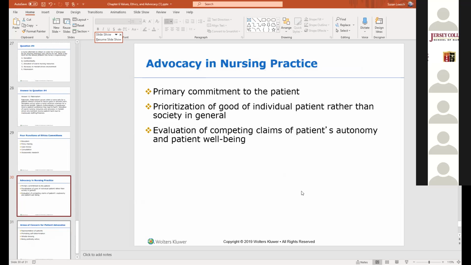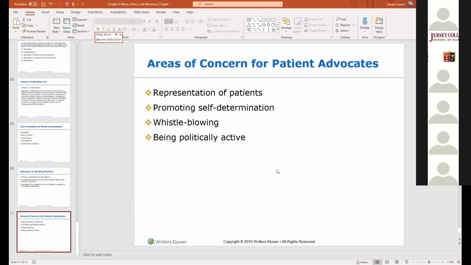We advocate because we need to make a primary commitment to the patient. It helps us prioritize for the good of the individual rather than society. It helps us evaluate competing claims of patient autonomy and patient well-being. And as an advocate, we have to represent our patients and promote the patient's right to act for themselves.